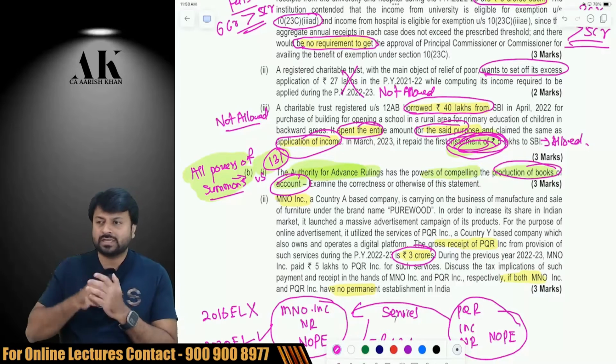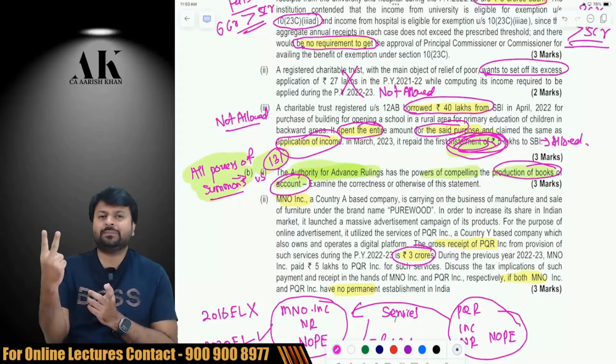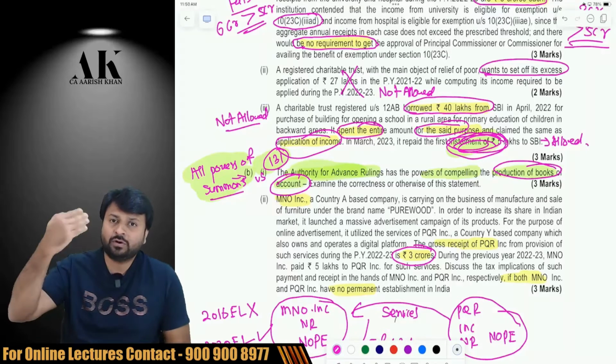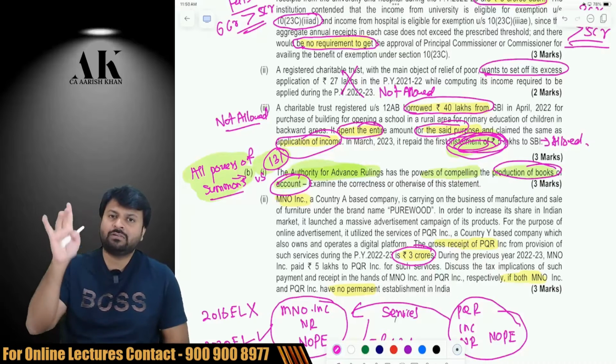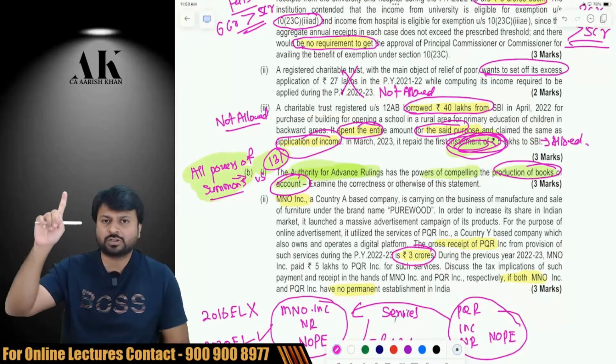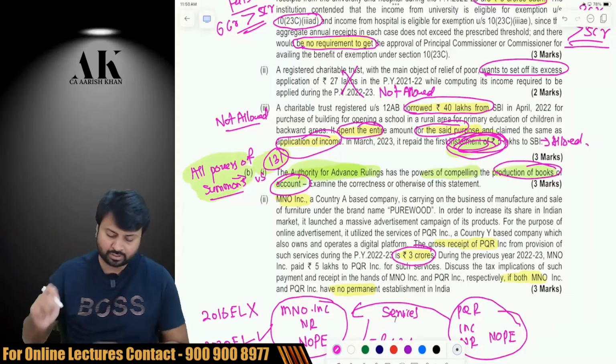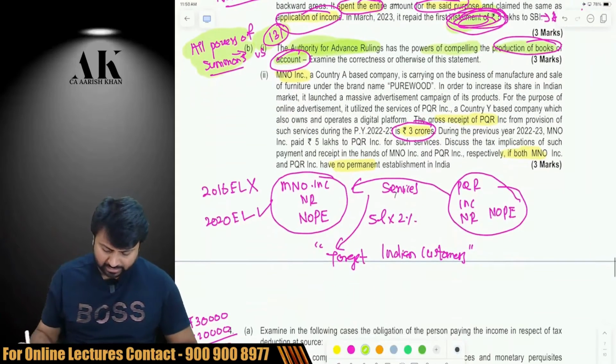There were three more powers: issuing commission, then inspection and discovery, and then enforcing attendance of any person. These four powers were there under income tax authority under section 131. All the powers will be exercised here also. Next question is on equalization levy.